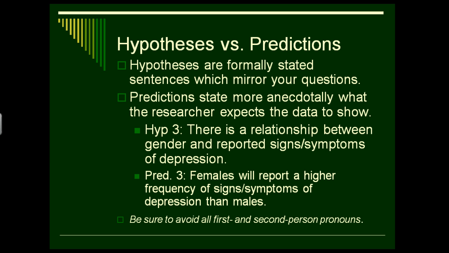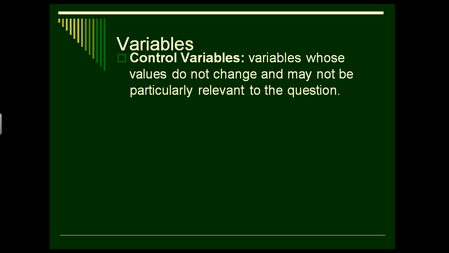Make sure in hypotheses, predictions, all these, to avoid first and second person pronouns. No I, me, my, you, etc. For variables, just to quickly review the types of variables, we have control variables, which do not change and may not be particularly relevant to the question. They're going to be the same value no matter what, whether someone's participating or not participating.